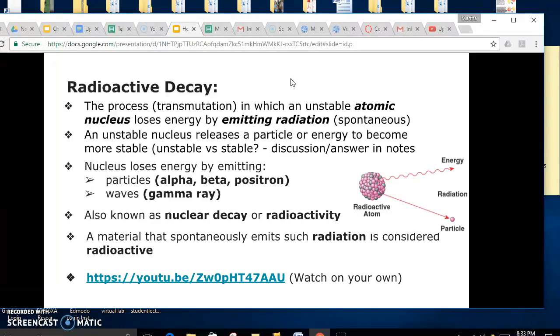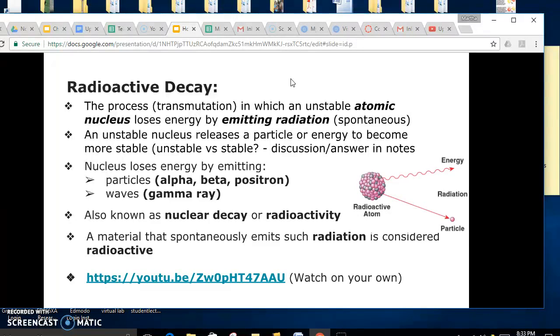The process, which is a transmutation reaction in which an unstable nucleus loses energy, is radioactive decay. So this unstable nucleus has to get rid of this energy, and it's going to emit radiation in the process. It is completely spontaneous, which is why some elements and isotopes are stable and some are not. An unstable nucleus releases a particle or energy to become more stable.